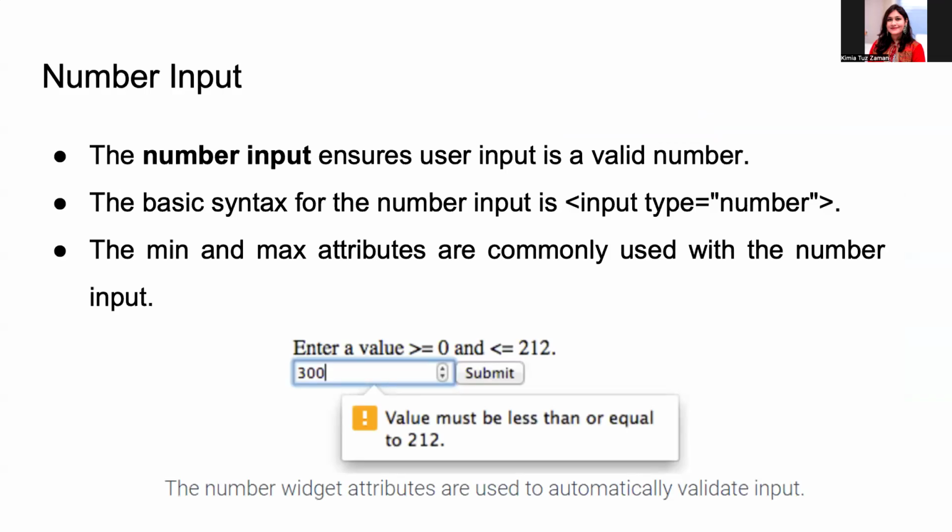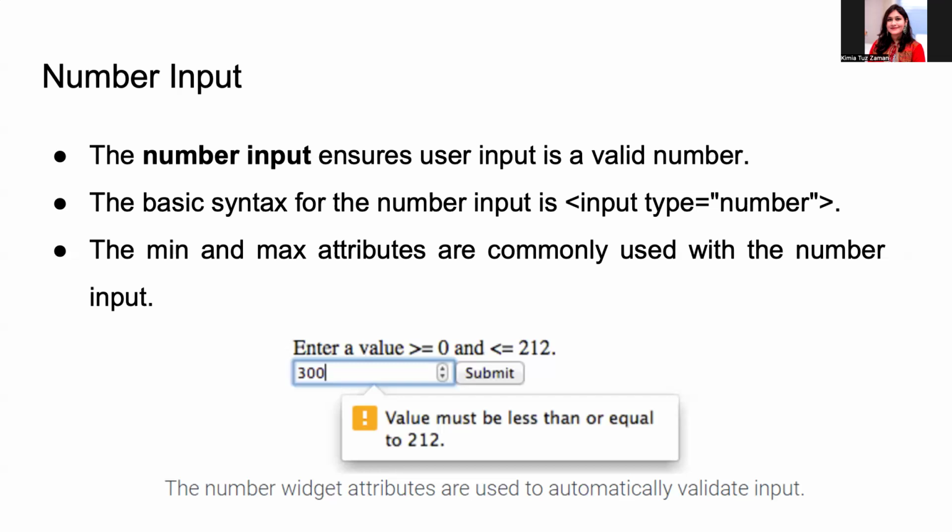The number input is a special form widget that ensures the user enters only valid numerical values. Unlike a regular text box, which allows any kind of text, the number input restricts the input to numbers and even provides controls for incrementing or decrementing values. The basic syntax is input type equal to number. This element can also use the min and max attributes to define the range of acceptable values.